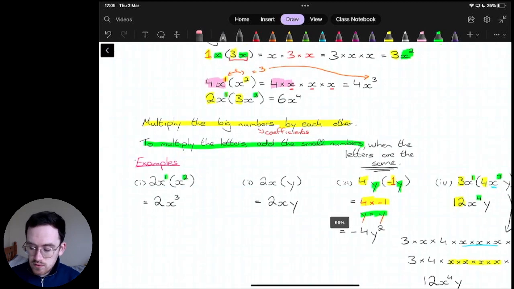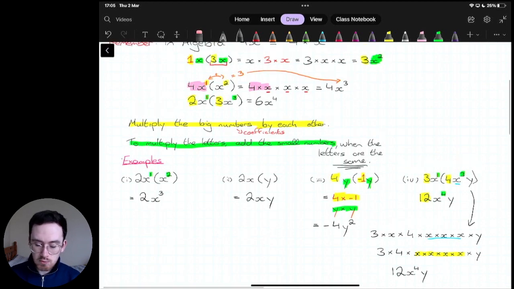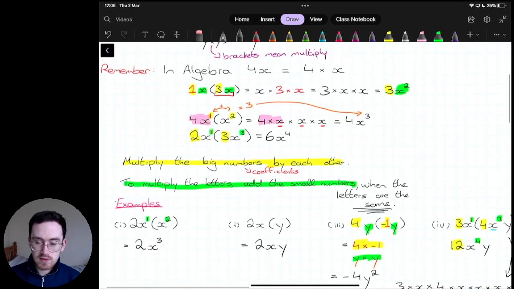But if we follow these steps and if we practice a few sums, then we should be able to get into the swing of it fairly easily. It should follow us fairly easily, but just working through some of those questions. But those are the key things. Make sure you're multiplying those coefficients and adding the small numbers if we multiply two of the same letter.